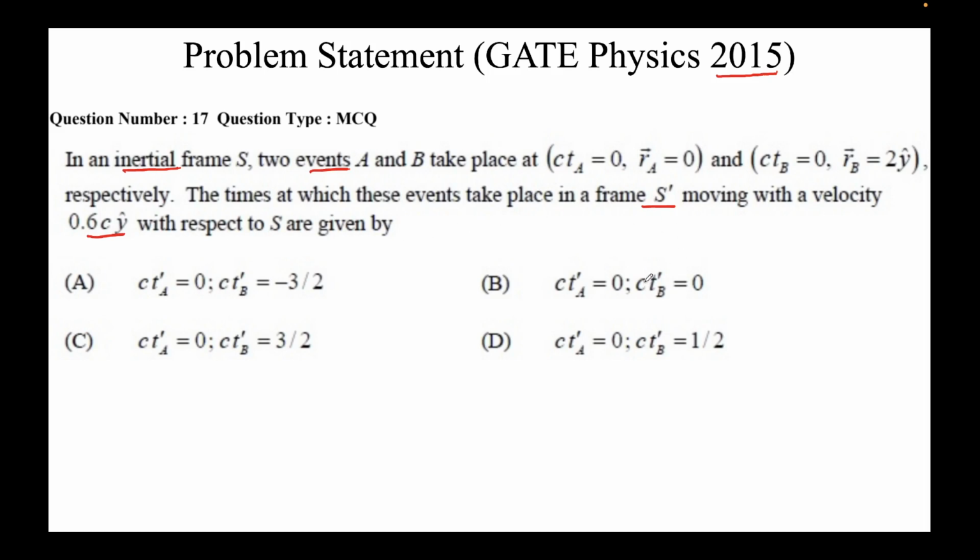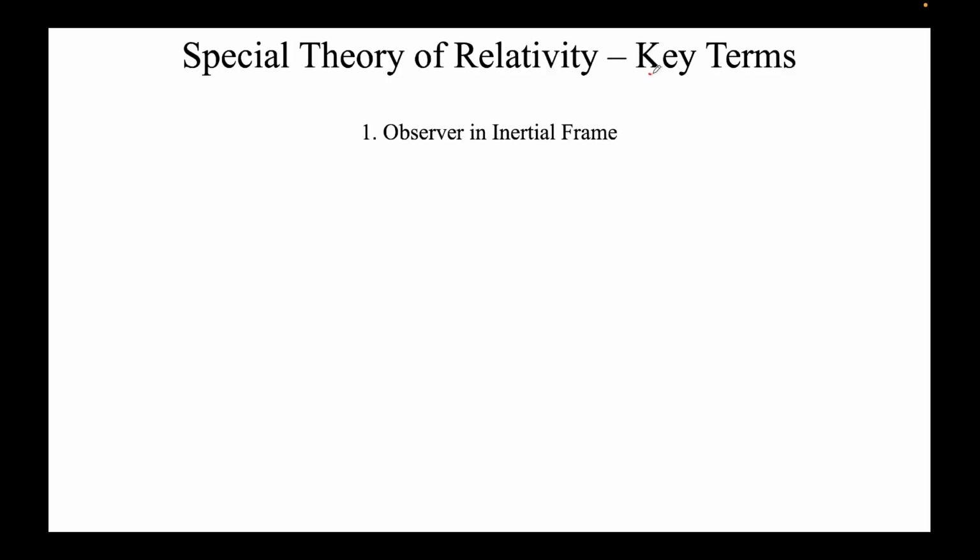But before we try to solve this problem, let's have a quick look at some relevant concepts. There are some terms which keep coming over and over again in special theory of relativity, and it's good to visit them. So first is the inertial frame. So what are inertial frames? These are those frames of reference which are either at rest, that means their velocity is 0, or their velocity is constant. This means velocity is not a function of time. So those are the inertial frames.